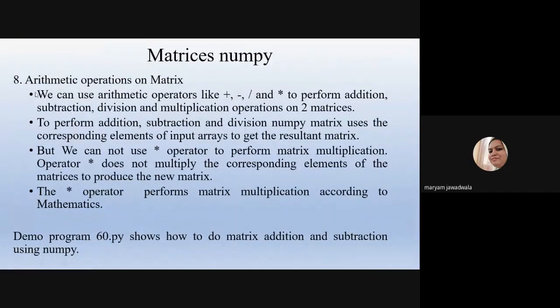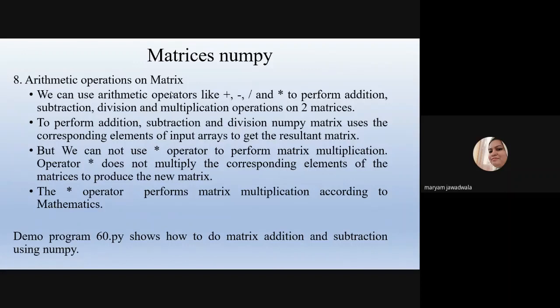Now next very important point, arithmetic operations on matrix. It is possible to apply some arithmetic operations on a given matrix. We can use the arithmetic operators like plus, minus, division and multiplication to perform addition, subtraction, division and multiplication operations on two matrices, right? And to perform addition, subtraction and division, numpy uses the corresponding elements of the input arrays to get the resultant matrix.